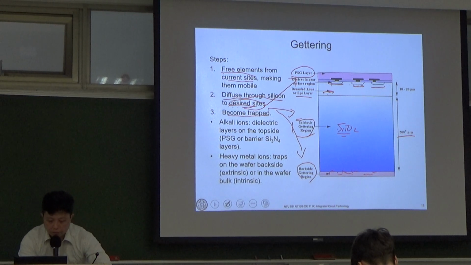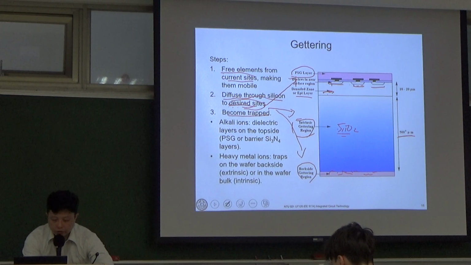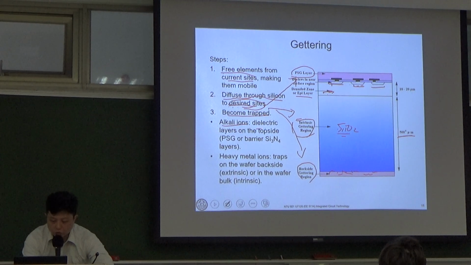So, 2 kinds of ion. The first one is the alkaline ion, which will go to the passivation layer on top. And some heavy metal ions can be trapped on the backside or in the wafer.